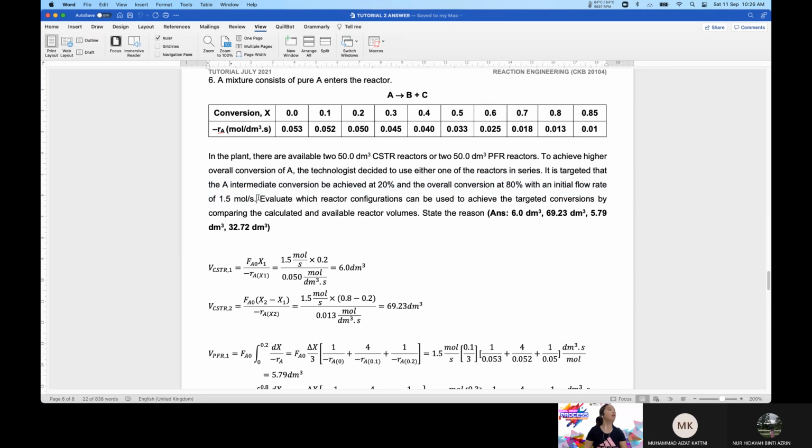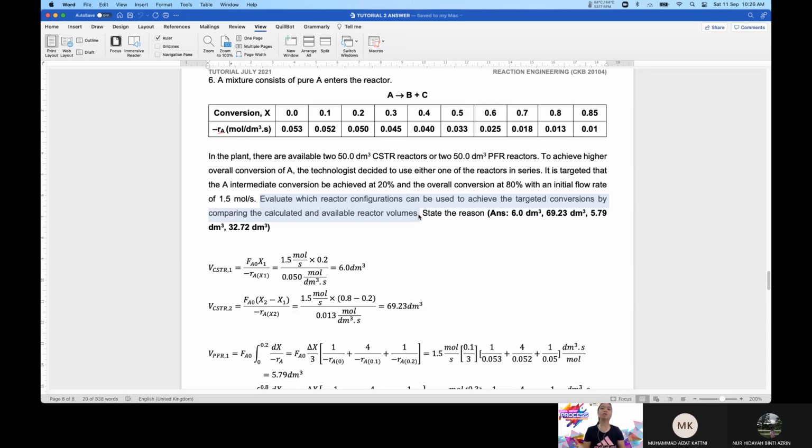So dia kata, evaluate which reactor configuration can be used to achieve the targeted conversion by comparing the calculated and available reactor volume. So dia kata sekarang, dia suruh kita determine, kalau kita ada boundaries ni, adakah daripada pengiraan kita, bolehkah kita guna reaktor yang dah ada dalam plan kita. So this is like real example, let's say katakan in a real chemical plant, very rarely they will allow you to buy new equipment. Unless it's fully justified, memang biasa dia takkan beri kita beli. So most of the time dia suruh kita fit dengan apa yang kita ada.